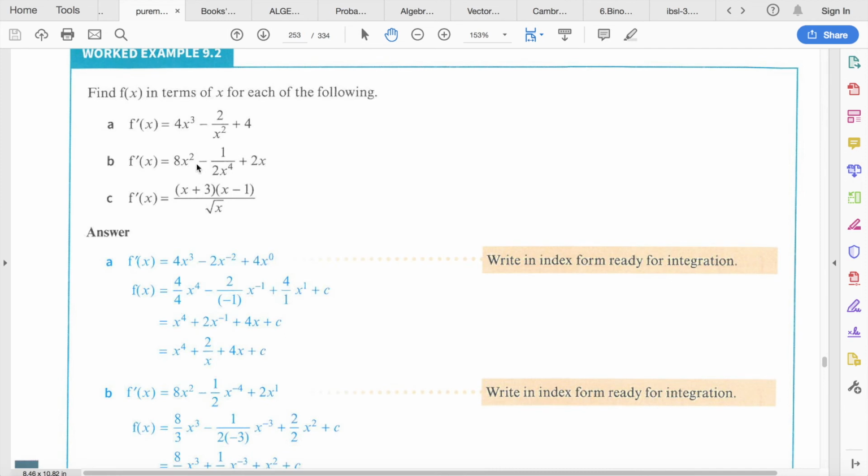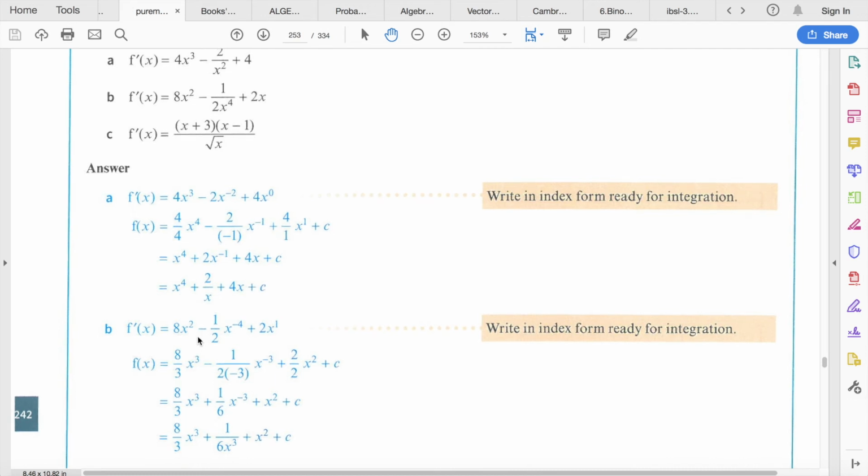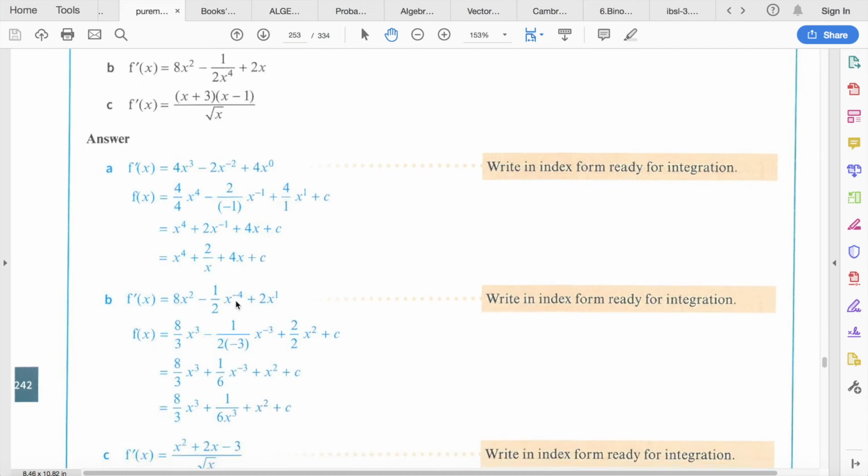Second example, 8x squared minus 1 over 2 x4, x4 should come to the numerator plus 2x. So it will be 8x squared after changing the form. It is not integration. Be careful. You are just changing the form. So it will be 8x squared minus 1 over 2x to the power of negative 4 plus 2x to the power of 1. Then now I integrate.